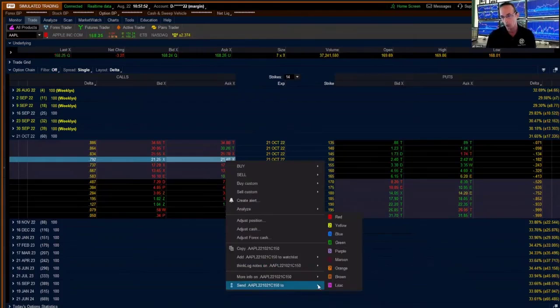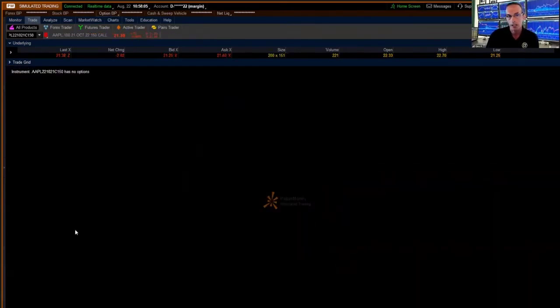Or if you have it set up to a certain color for your charts, I'm just going to send it to my default charts here. Now, notice what it says. It says send .aapl22, that's the option symbol down here. Just send it to the chart, and you'll notice up here something pretty cool. That is the option symbol right up there. See that? That's the option symbol.